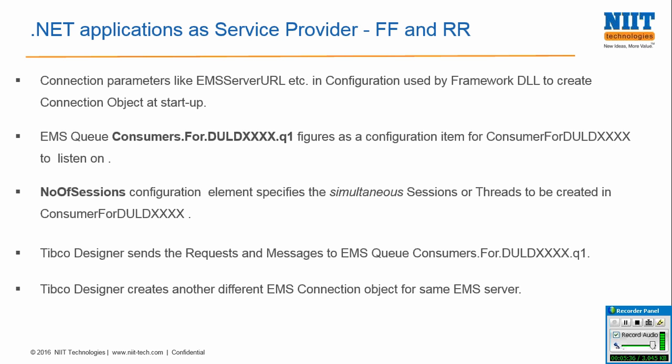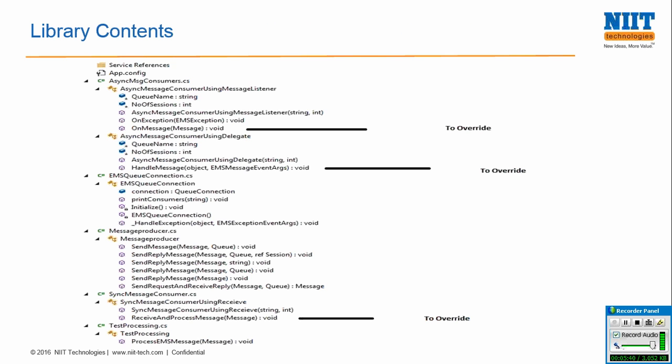So the constructor of a consumer would basically take, if you see here, the async message consumer notational constructor takes a string, which is the queue name, and an integer as the number of sessions. And it is applicable for every consumer, whether it's asynchronous or synchronous. Okay.